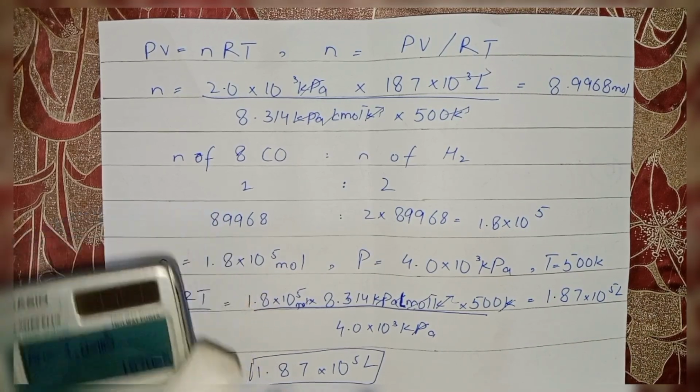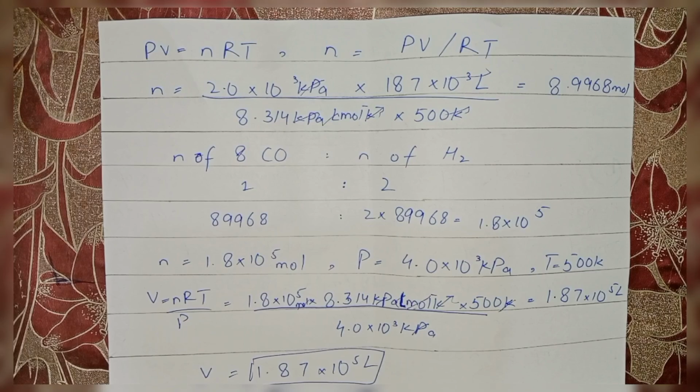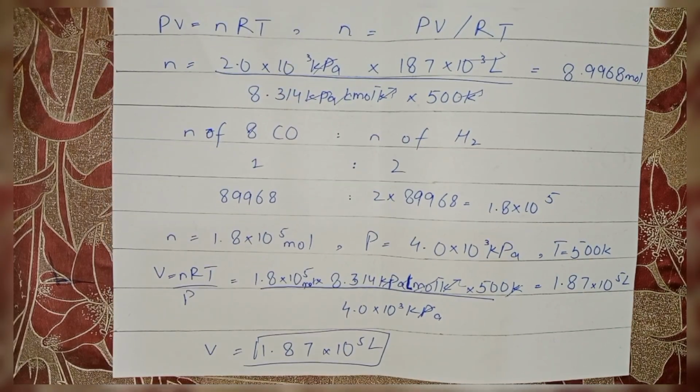Liter is just the unit of the volume, so volume will be 1.87 into 10 raised to the power 5 liters. This is the volume of the hydrogen gas that reacts with the 187 into 10 raised to the power 3 liters volume of the carbon monoxide to produce the methanol.